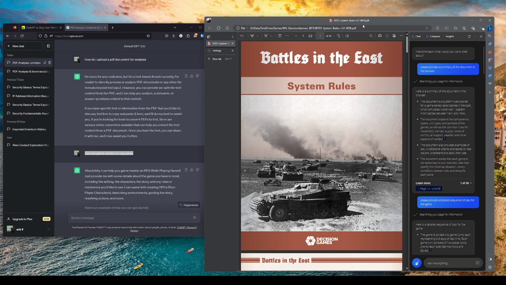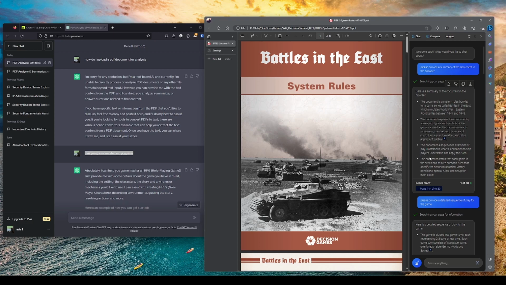Hopefully you can see them. I don't know if I can make this bigger. No, I can't. But the first thing I ask is, please provide a summary of the document in the browser. And it says system rulebook for Battles in the East, explains the components, it tells us what rules are.